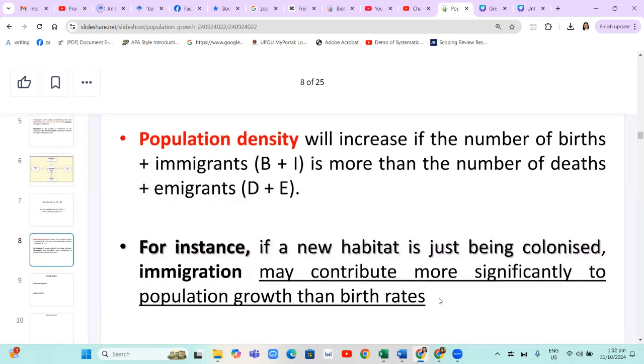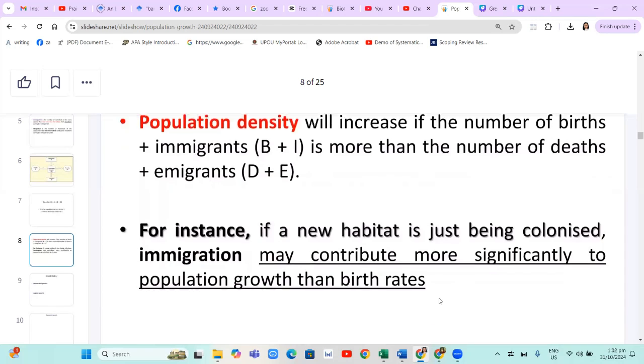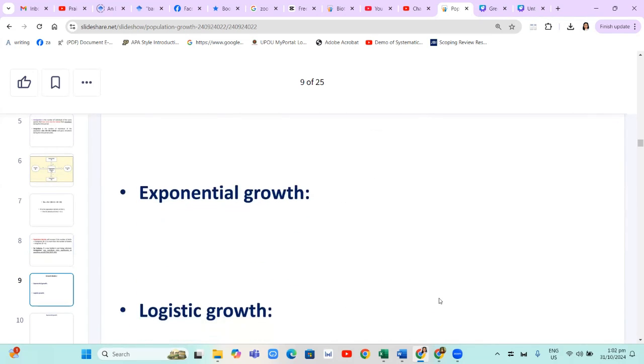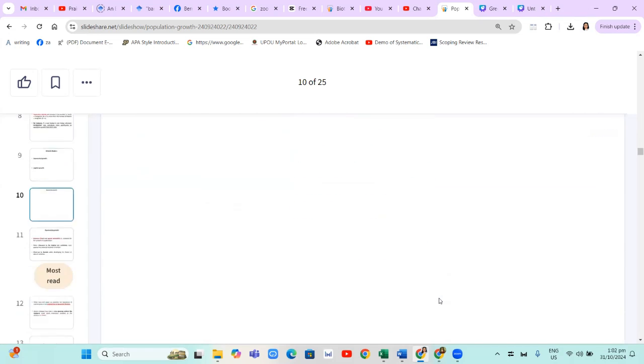Population density will increase if the number of births plus immigrants is more than the number of deaths plus emigrants. For instance, if a new habitat is just being colonized, immigration may contribute more significantly to population growth than birth rates. The growth models: exponential growth and logistic growth.